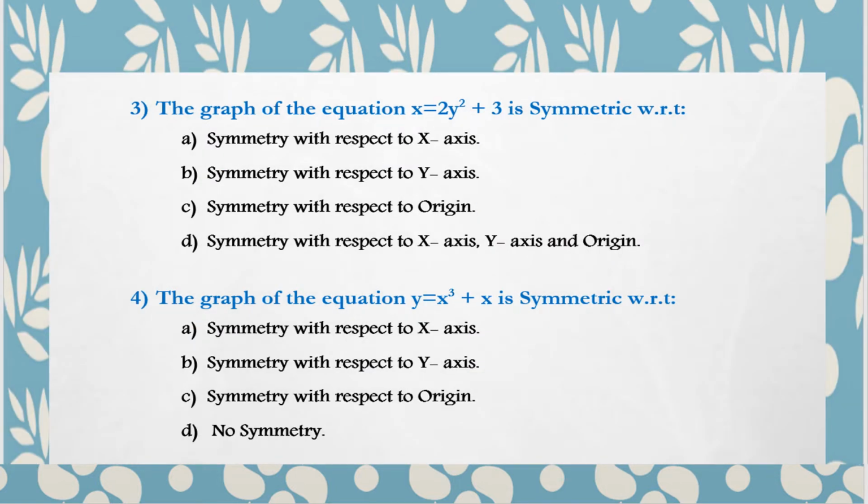Question 3. The graph of the equation x equals 2y squared plus 3 is symmetric with respect to. First, for the x-axis, and here we replace the value of y with negative y.